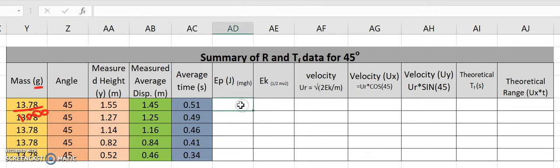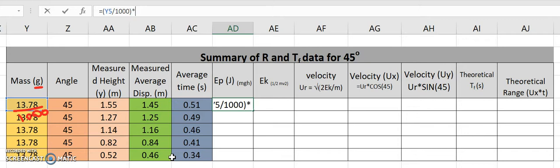And so the gravitational potential energy, and I've got the formula here, is mgh. So mass is this column over here. Mass is 13.78. So I'm going to go up to the top here. I'm going to put the gravitational potential energy is equal to the mass. Open up a bracket, click on that cell. And remember I said I need to divide by 1,000 because I need to convert that over to kilograms from grams. So it's m times g.